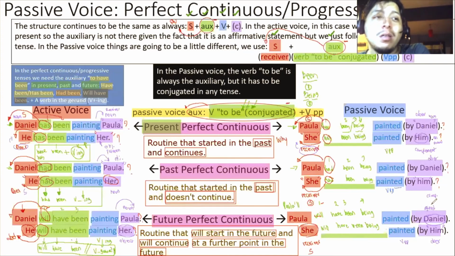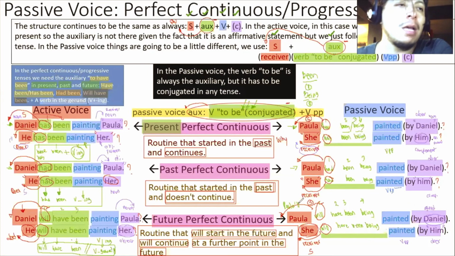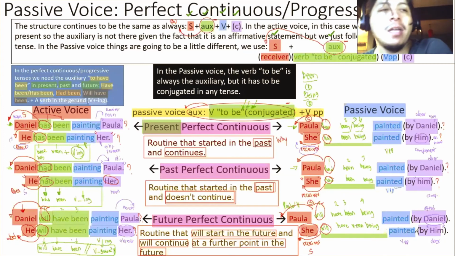Es muy predecible. ¿Cómo hacemos una pregunta? Piénsenlo dos segundos. Invertimos el auxiliar y el sujeto, ¿verdad? Pero no invertimos todo el auxiliar y el sujeto, nada más la primera palabra, igual que con todo lo demás. Este es un auxiliar de cuatro palabras, pero funciona exactamente igual. Solo la primera se cambia. Will Paula have been painted by Daniel? ¿Habrá Paula estado siendo pintada por Daniel? Will she have been painted by him? ¿Habrá ella estado siendo pintada por él?